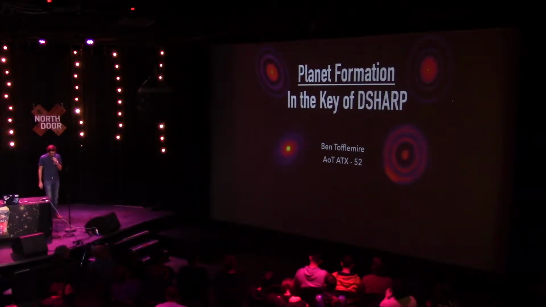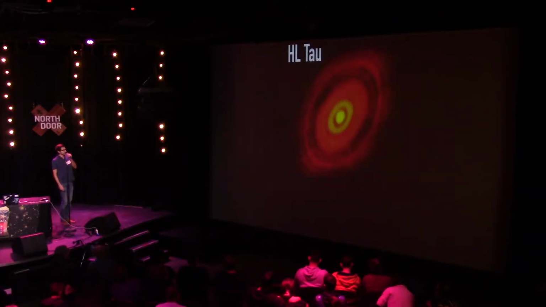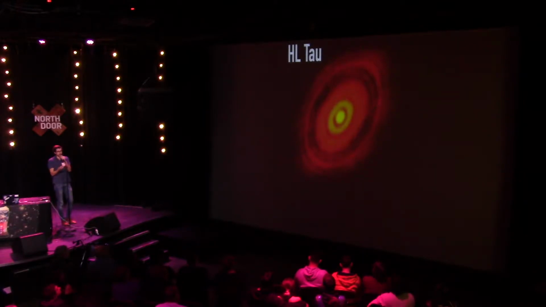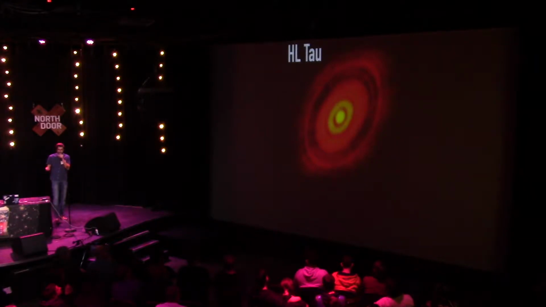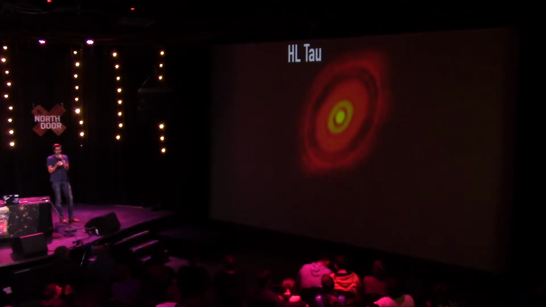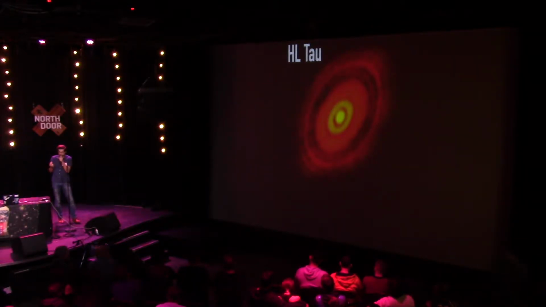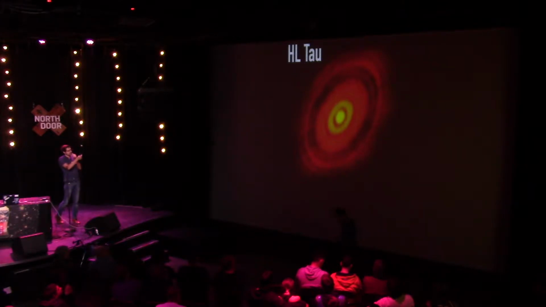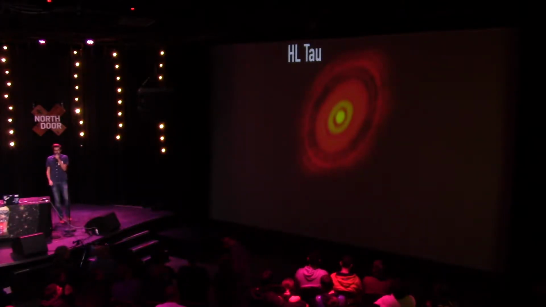So the main motivation for this project can be summed up quite well by this image right here. So this is HL Tau. This is a young star. Hopefully you've seen this before, but if you haven't, I'm really excited to be the first one to show it to you. In addition to being just a spectacular image of the material around a young star, it demonstrated that ALMA could produce these super high sensitivity, super high resolution images of this material, and it could reveal all of this really rich substructure that exists around these stars that we can see as these concentric rings.